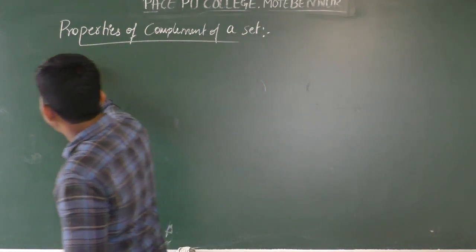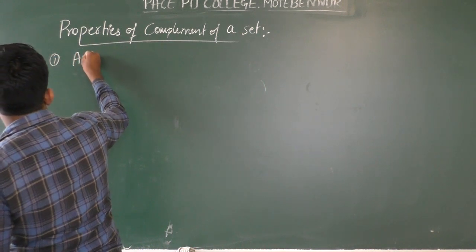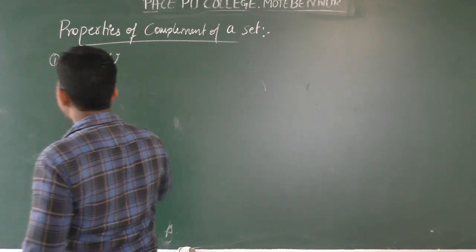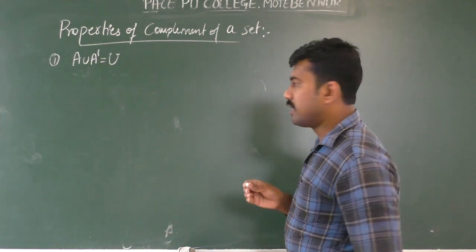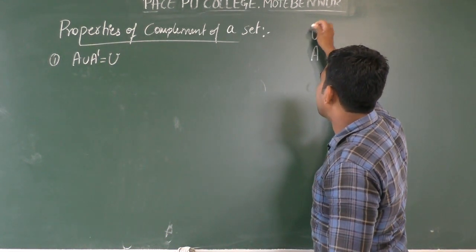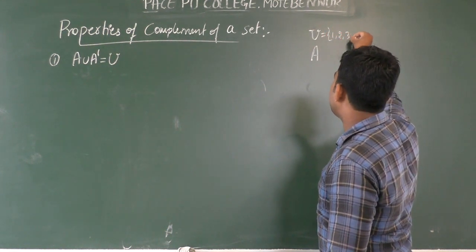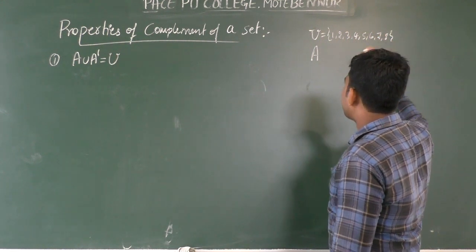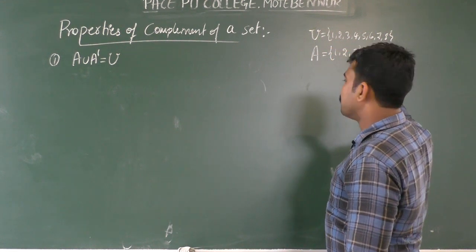The first property is A union A complement is equal to the universal set. Let me take one example. Before that, I'll consider one universal set, that is 1, 2, 3, 4, 5, 6, 7, 8. And A is equal to, I'll consider one small set, 1, 2, 3.